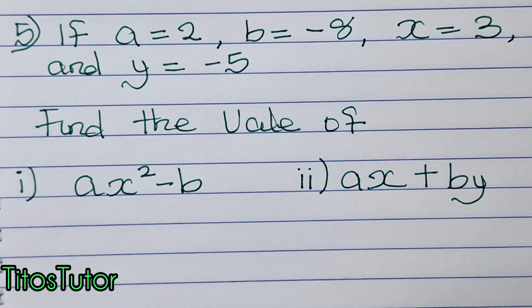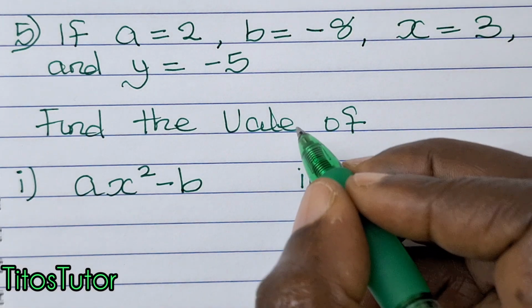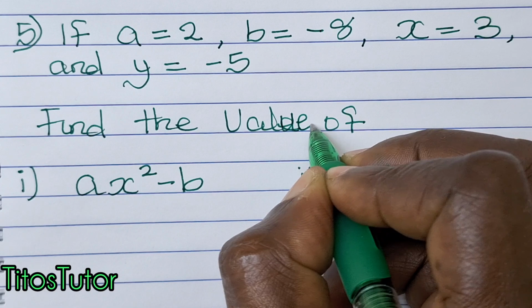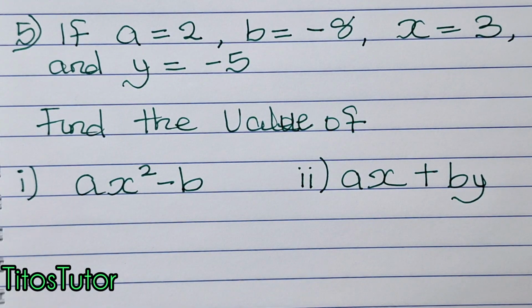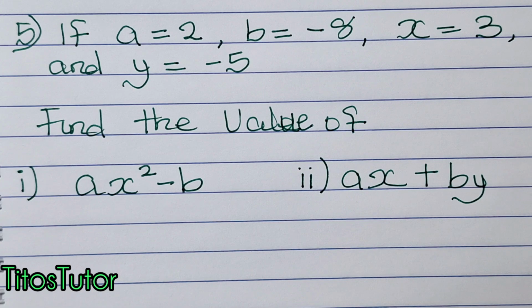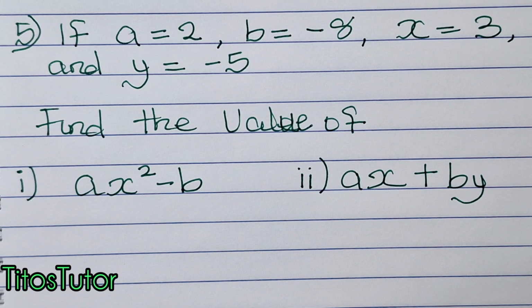Here's our last question for this video. It says, if a is equal to 2, b equals negative 8, x equals 3, and y equals negative 5, find the value of ax squared minus b, and ax plus by. That's the second one. And there's a third one, a minus 2b all over 3 into x plus y. So let's start with the first one.